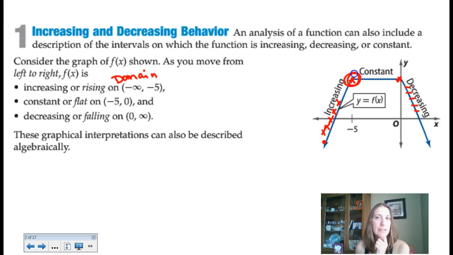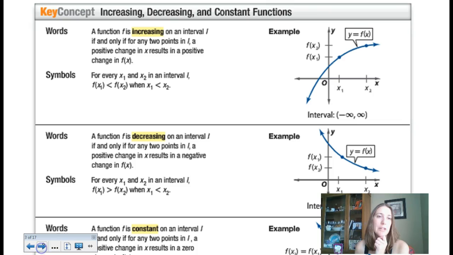These points right here, they're important. And we're going to talk about why they're important. When you go on to calculus, you're going to find ways to actually find those points. Here, we're just going to interpret them visually from the graph.